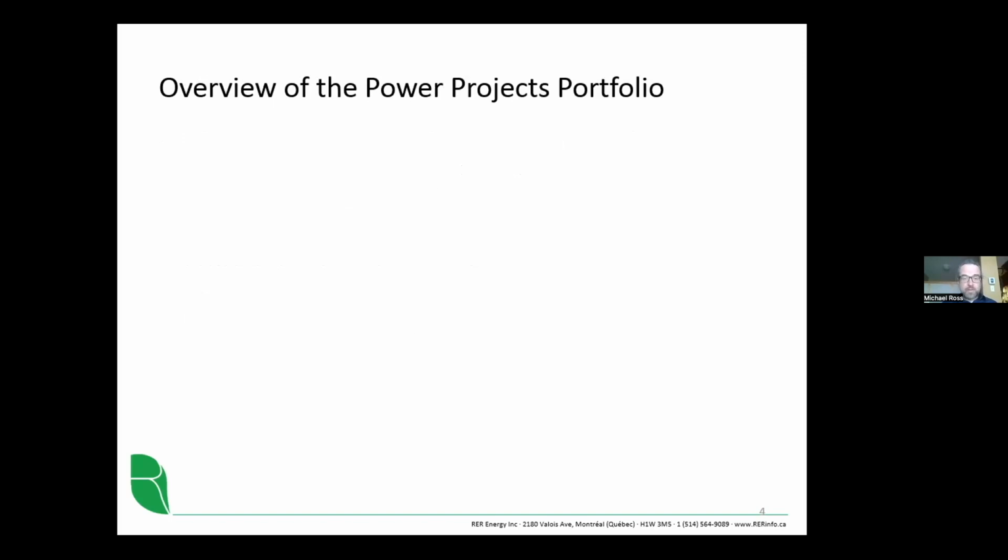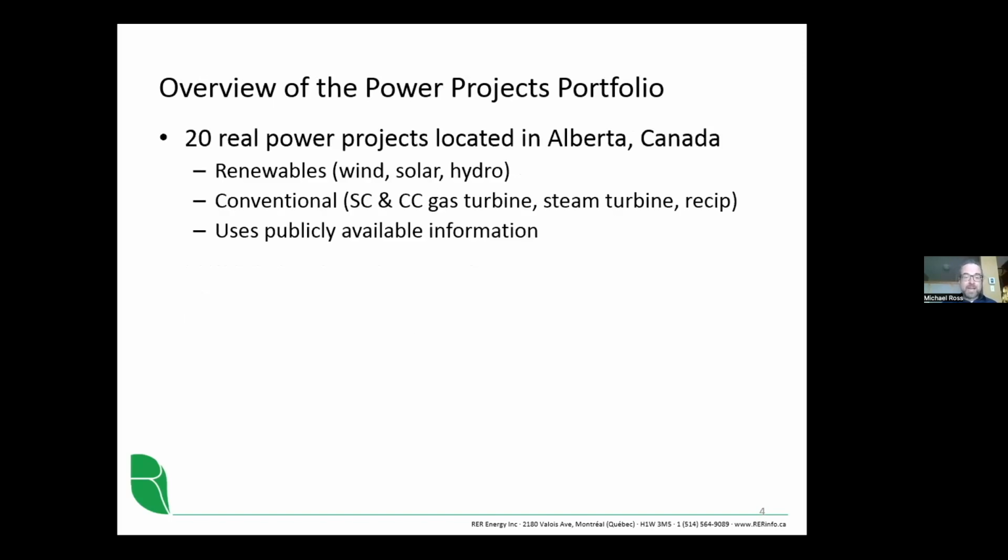So just an overview of the power projects portfolio. It includes information from 20 real power projects located in the province of Alberta, Canada. These include renewables projects as well as conventional power plants. The monitored data or the performance data is publicly available information from the Alberta Electric System Operator. That includes daily electrical output data for multi-year periods for each of these 20 power projects.